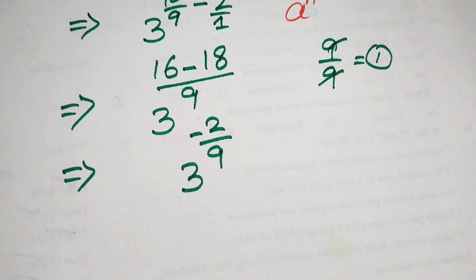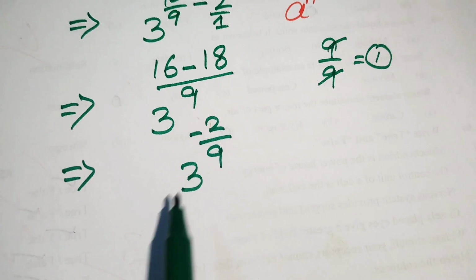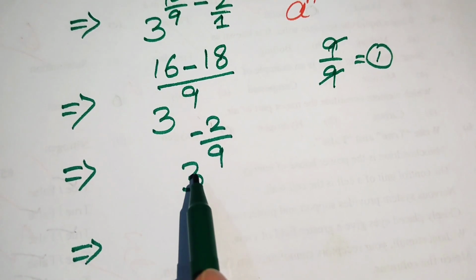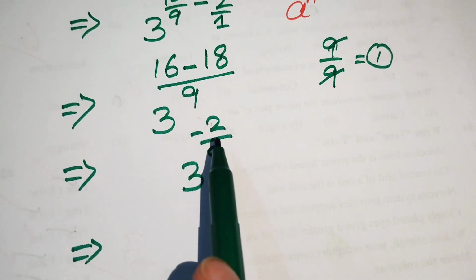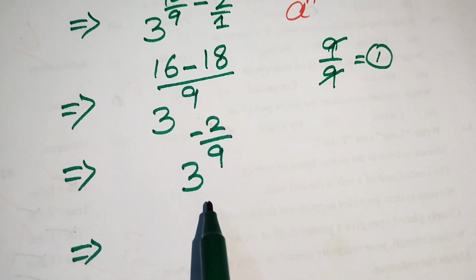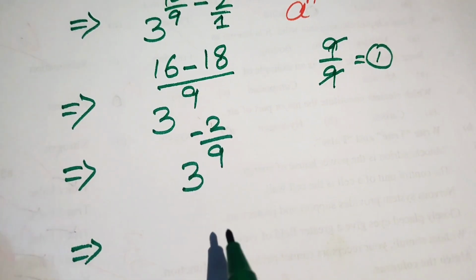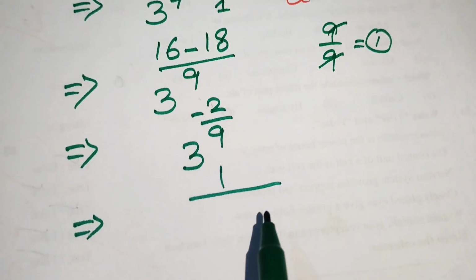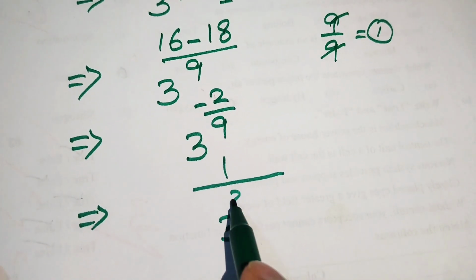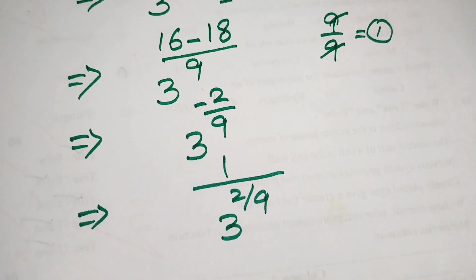Okay, so when you have minus 2 over 9, we need to make the exponent positive, so we move this 3 to the power of minus 2 over 9 to the denominator, and we write it as 1 over 3 to the power of 2 over 9.